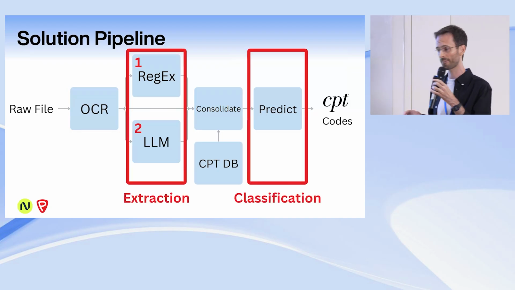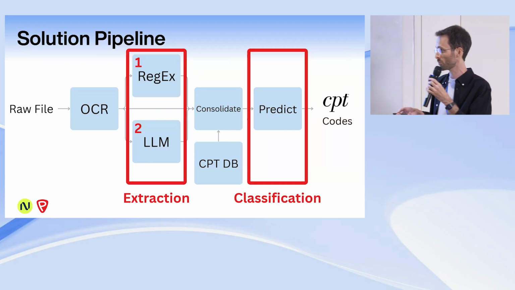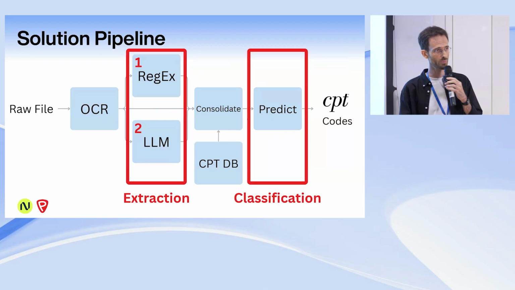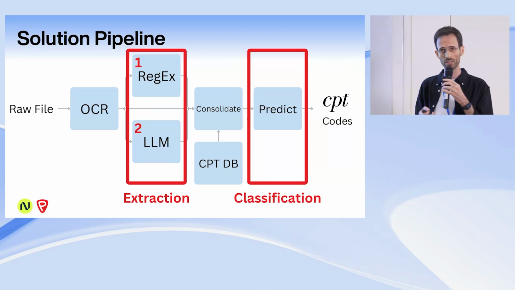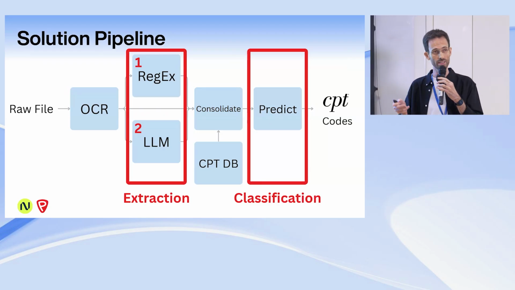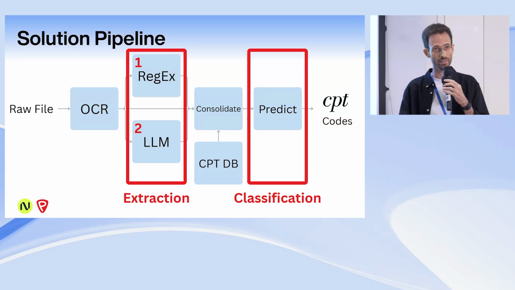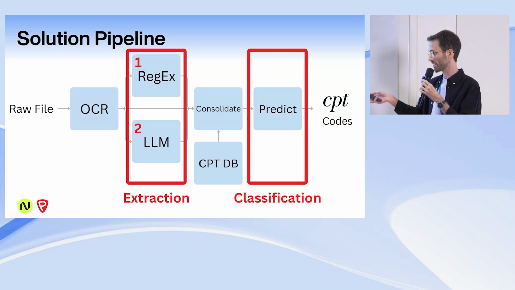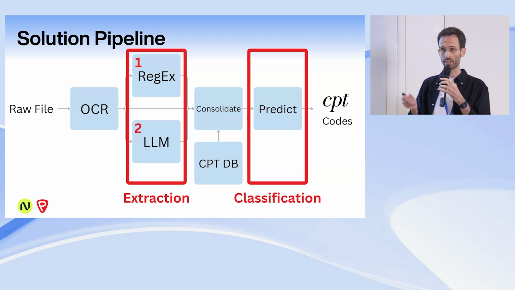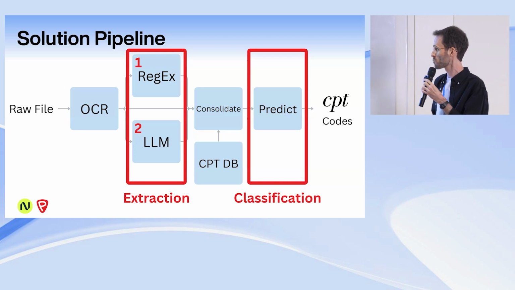Basically, we can divide it into two main steps after the image to text is performed by the OCR. The first step is the extraction that is done independently by a regular expression and an LLM. At this step, we extract potential CPT candidates. Later on, at the classification step, we classify whether each candidate is a true CPT code or not.